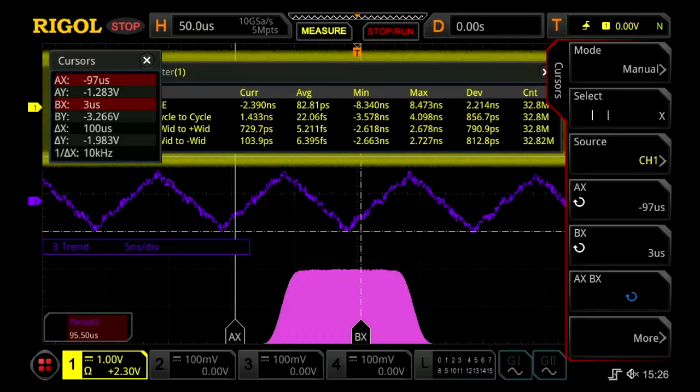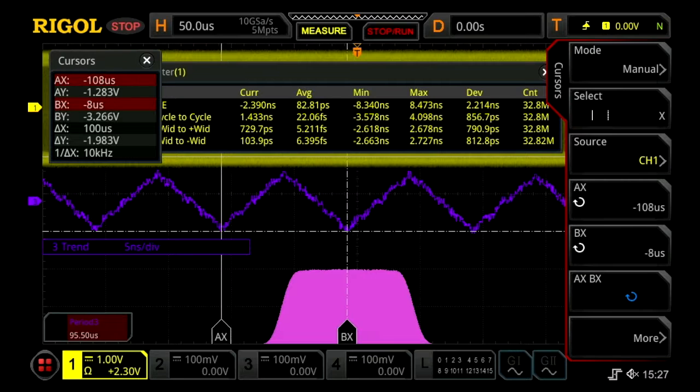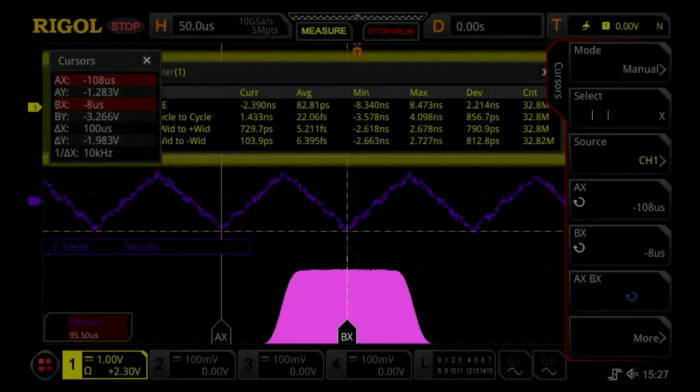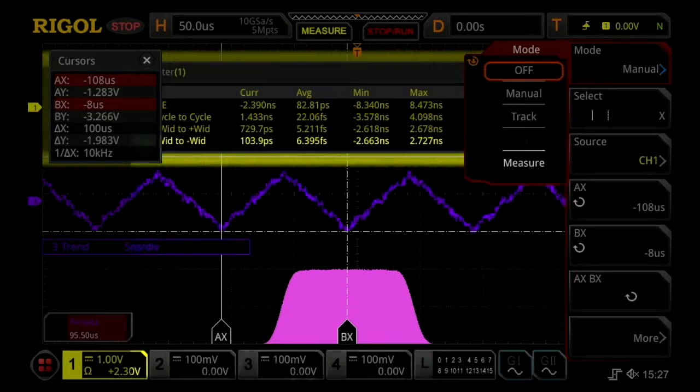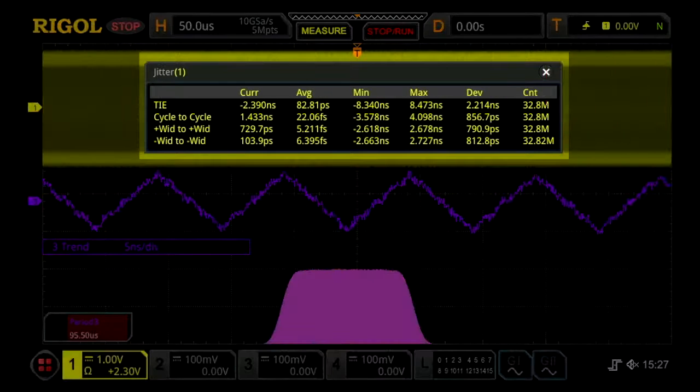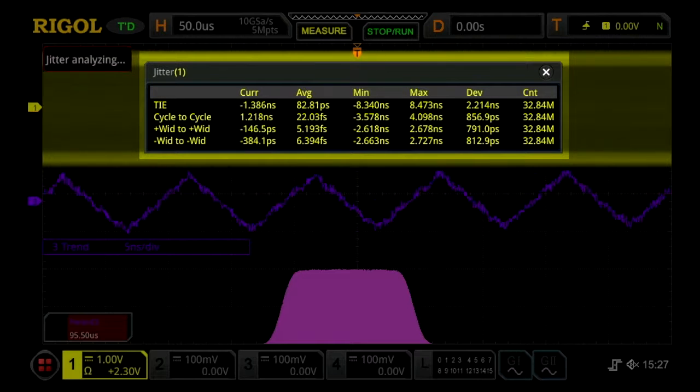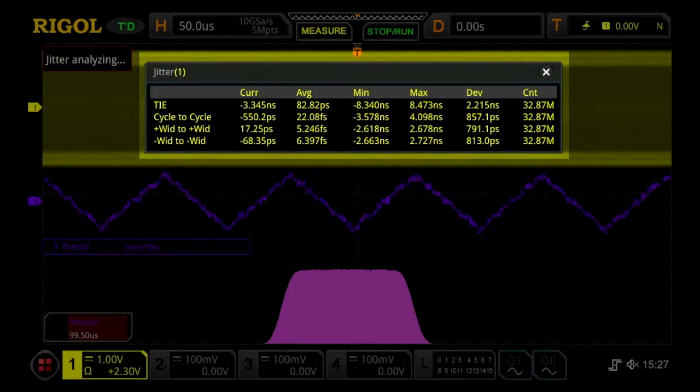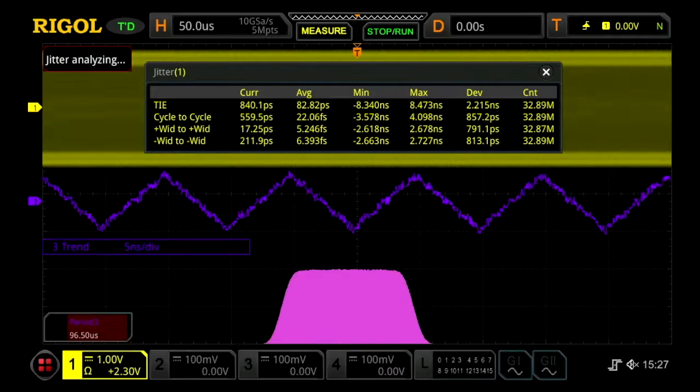We can move this cursor to the valley and note that the signal has a 10 kilohertz frequency. So the underlying clock is moving at a 10 kilohertz period between really two different values. From the histogram below, we can see that this is pretty evenly distributed and consistent. The instrument also shows the long-term statistics for TIE, cycle to cycle, and the positive and negative pulse width measurements at the top. These are the most common ways to characterize clock timing.